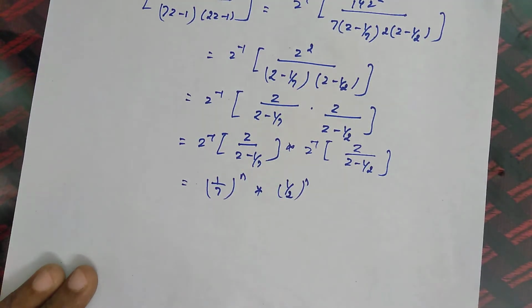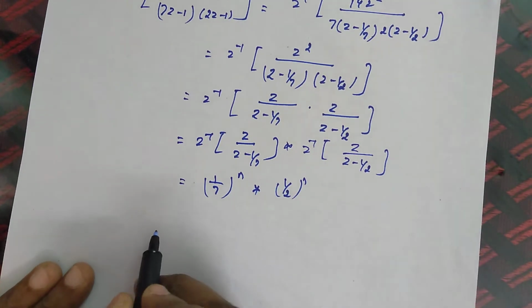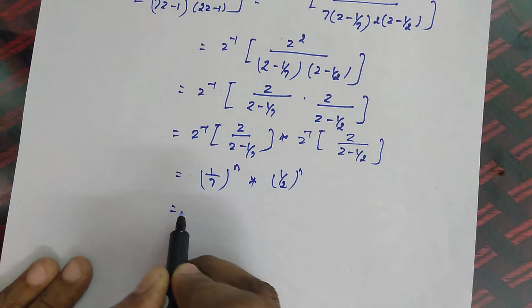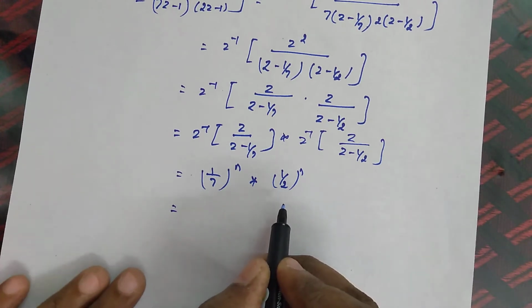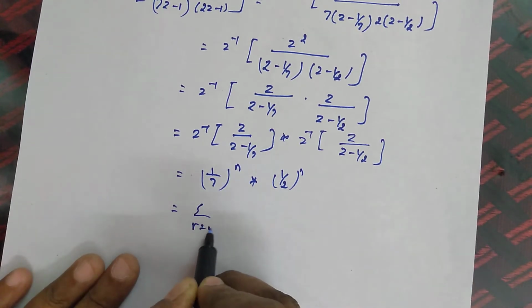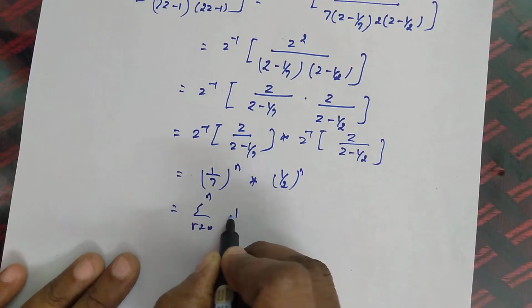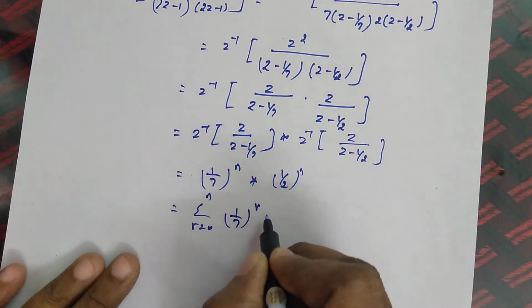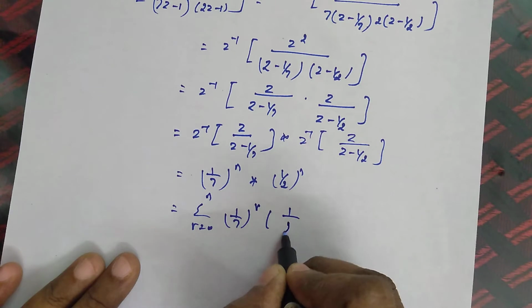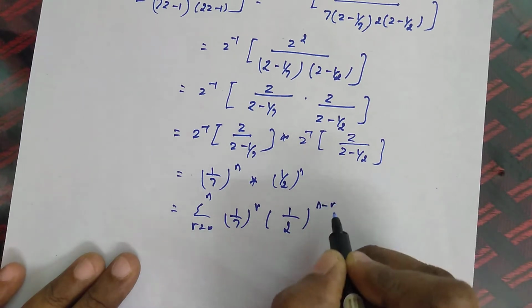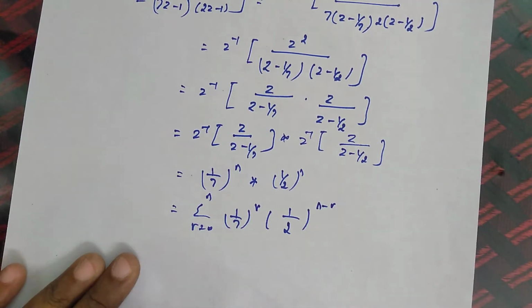Okay. Now this is of the form f of n star g of n. So now we are going to apply the convolution. What is the convolution? F of n star g of n, that is equal to sigma r equal to 0 to n f of r, so 1 by 7 power r into g of n minus r, 1 by 2 power n minus r. So now we have applied the convolution.